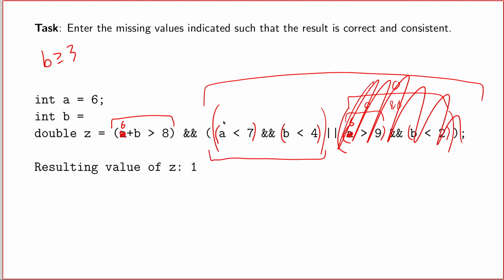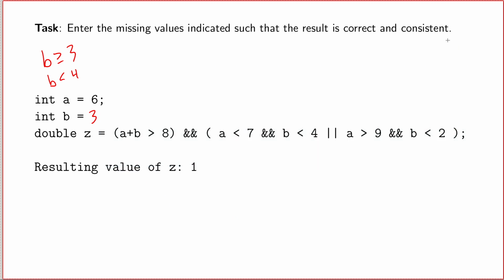Okay, so is 6 less than 7? A is the value 6? Yes, so this is true. And I need this to also be true for my result to be true because of the logical and. B is less than 4. Okay, so if B is greater than or equal to 3 and B is less than 4, it sounds a lot like B should be equal to 3. It seems like that'll work. And you can always try that by, let's see if I can circle stuff today.